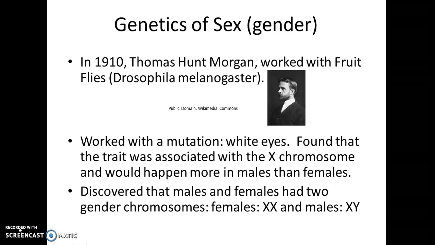The genetics of sex, gender. In 1910, Thomas Hunt Morgan started to work with fruit flies, and the stuff that he and his students did with fruit flies was simply amazing. He worked with mutations. White eyes was the first one. He found that a trait was associated with the X chromosome and would happen more in males than females. He discovered that males and females had two gender chromosomes. Females were XX and males were XY.